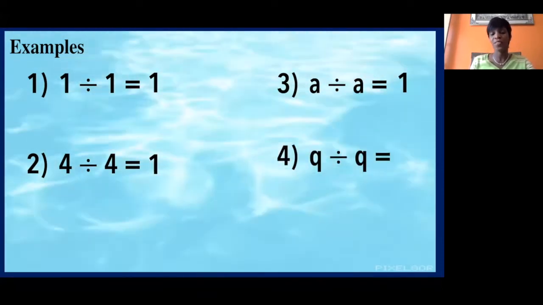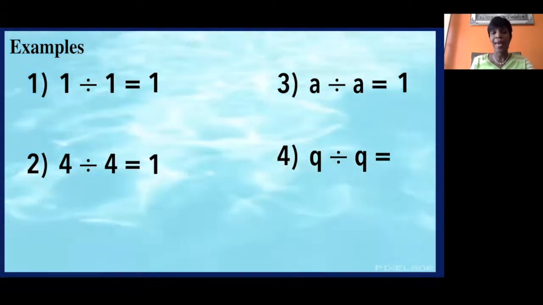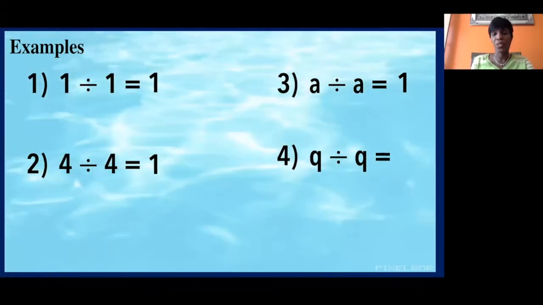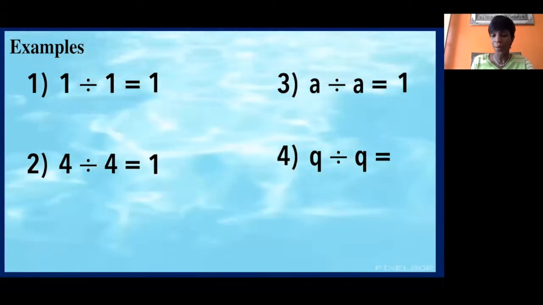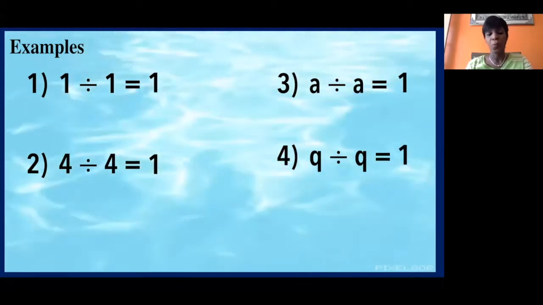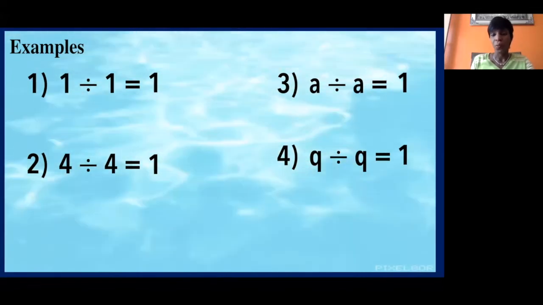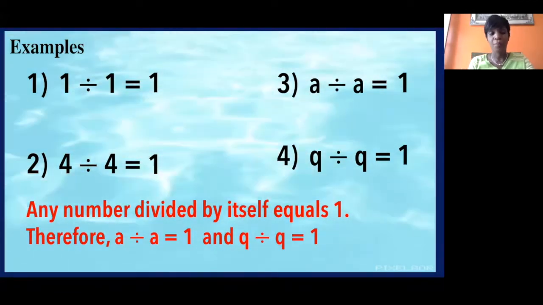Number 4 says Q divided by Q. What is my answer? Our answer is 1. Why is our answer 1 for A and Q? Can you tell me why?